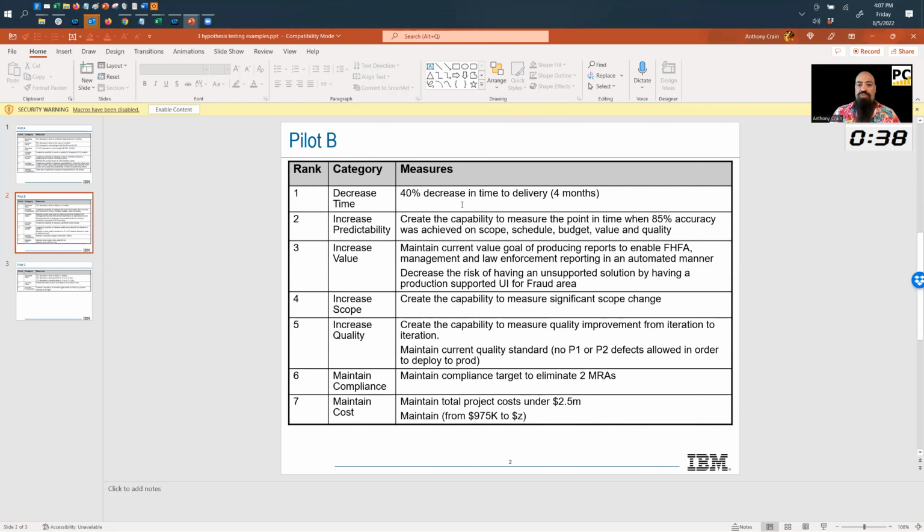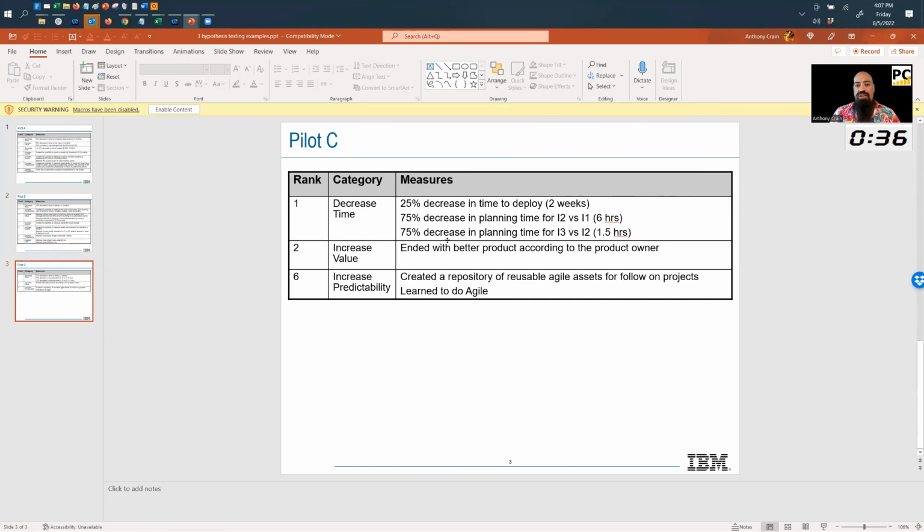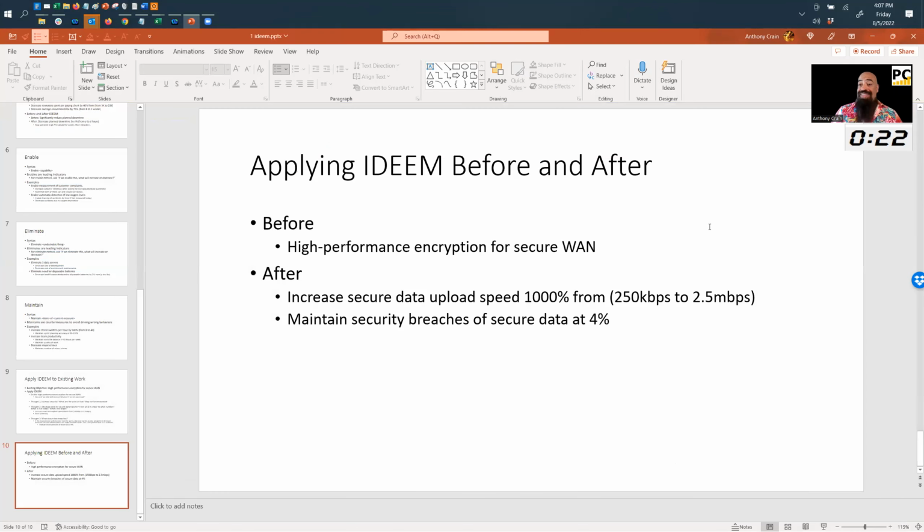Same thing here, right? 40% decrease in time to delivery, and down here, 25% decrease in time to deploy, 2 weeks. So all we have to do is just say decrease time to deploy from X weeks to 2 weeks, 25%. Okay. So there you have it. Some examples here. So that is IDEEM. That is one way that you can measure your experiments.